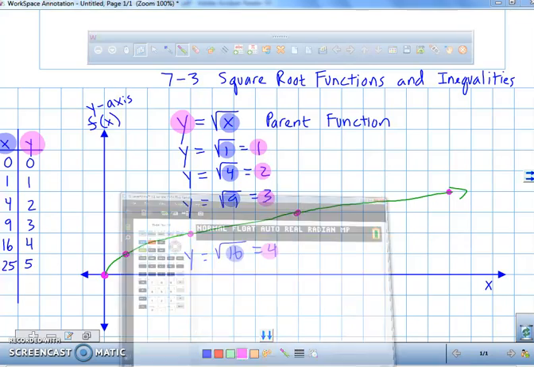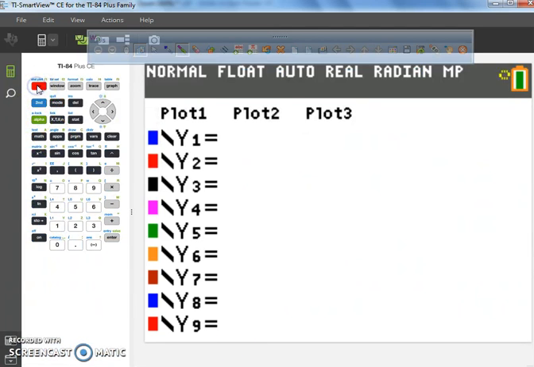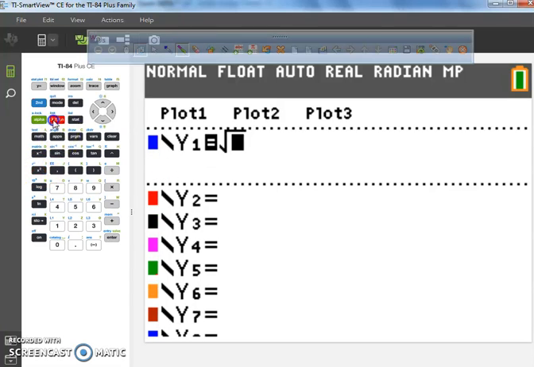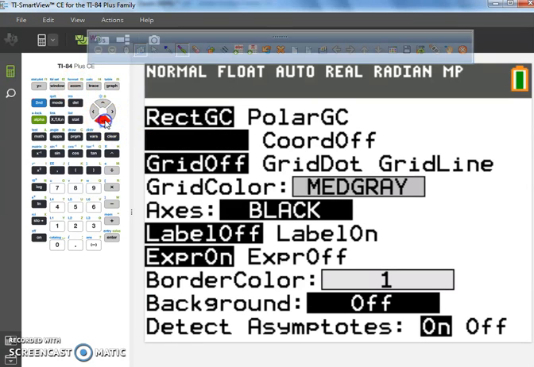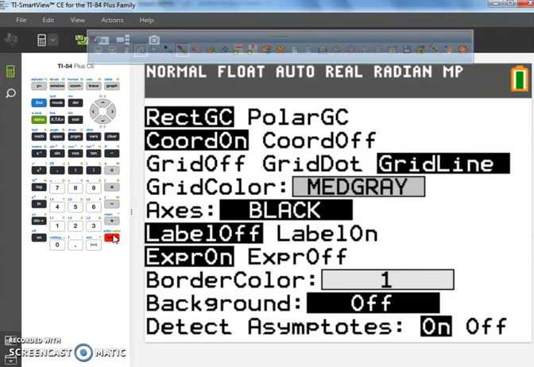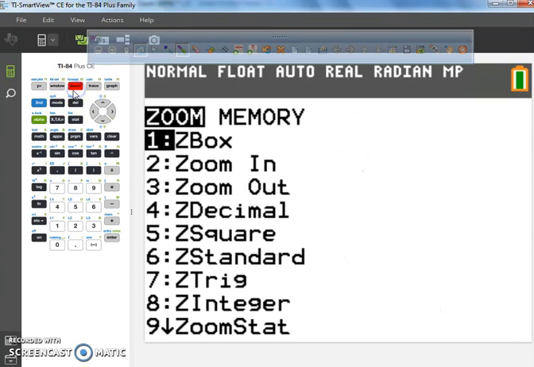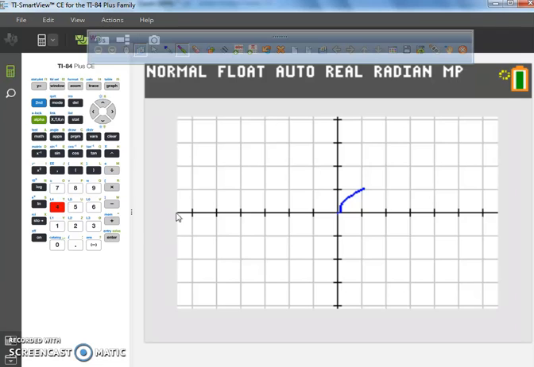So let's go to our graphing calculator. Hit y equals. Type in the square root of x. I'm going to turn my grid line on. We're going to go second, zoom, go over to grid line, and turn it on. And then I'm going to hit zoom number 4 and take a look at it. There's our square root function.